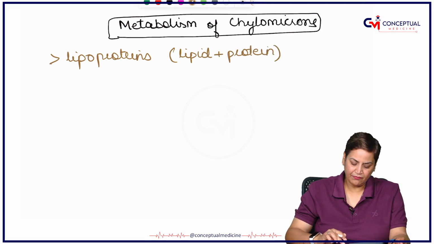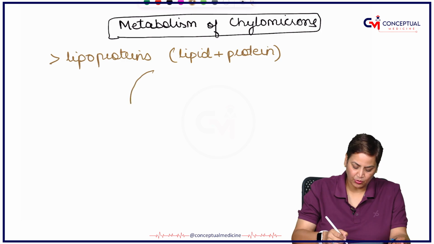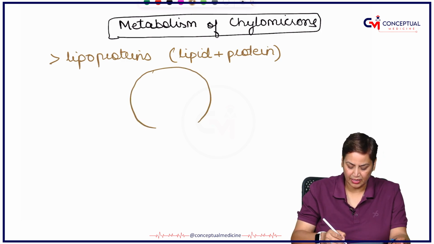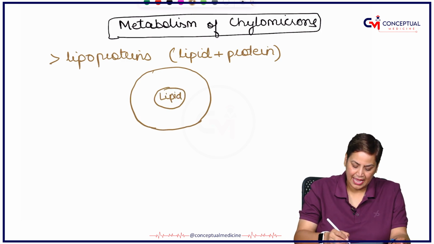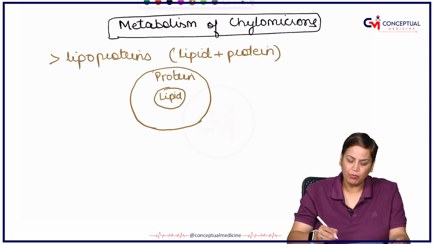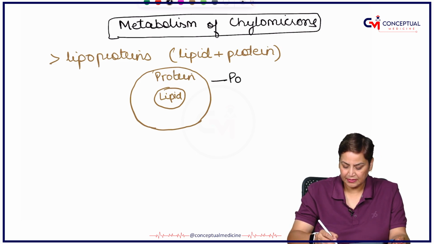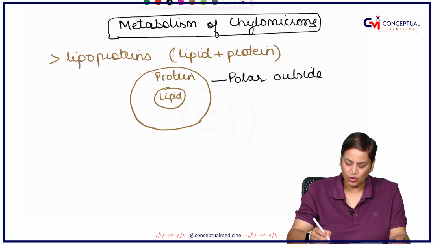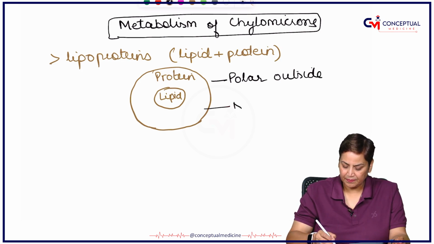If we talk about the structure of a lipoprotein, it has an outer protein covering and inside it has lipid and protein. Basically, the polar part is projected towards the outside, polar is outside and non-polar is inside.